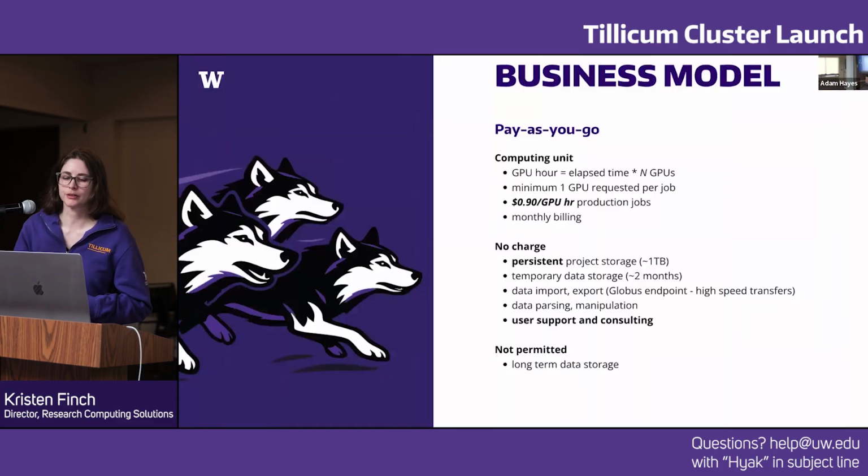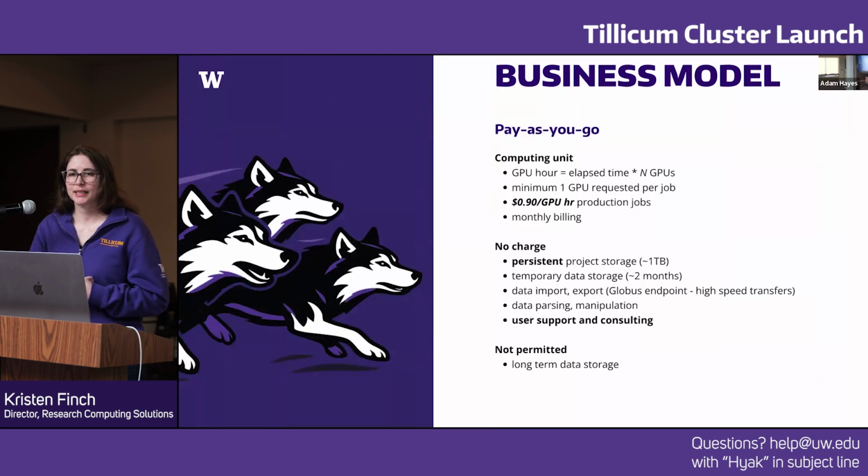All right, business model. As Andreas was saying, this is a pay-as-you-go model, charging on the GPU hour, which is calculated using the elapsed time of the job multiplied by the number of GPUs. You have to request a minimum of one GPU per job, so there are no CPU-only jobs allowed. The rate is 90 cents per GPU hour for production jobs, and this will be billed monthly through our UWIT bill system.